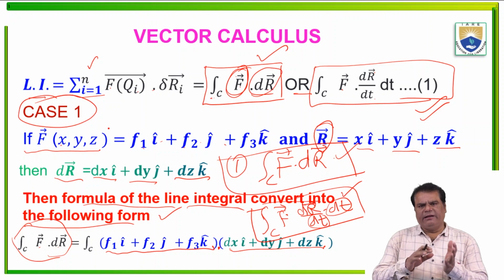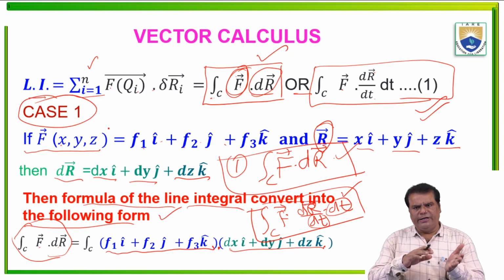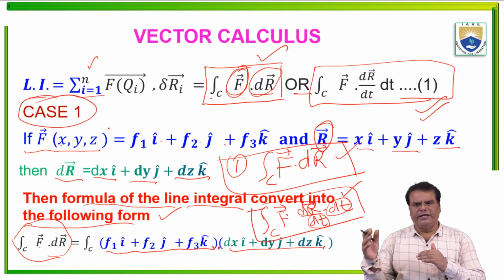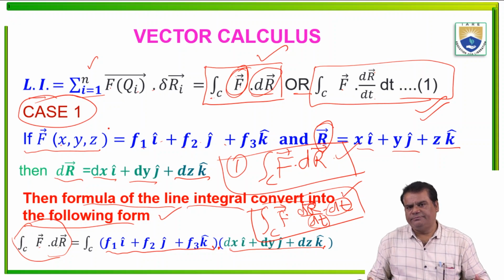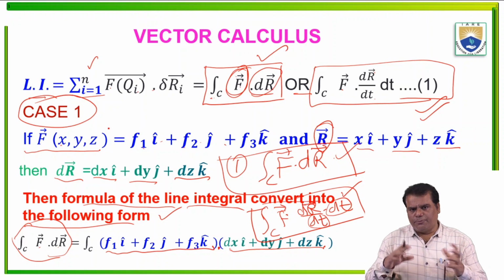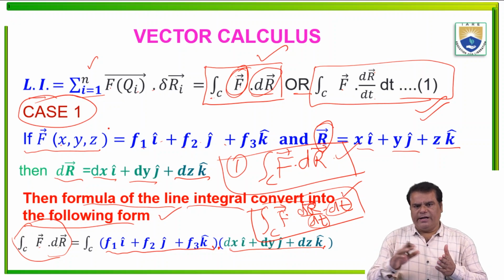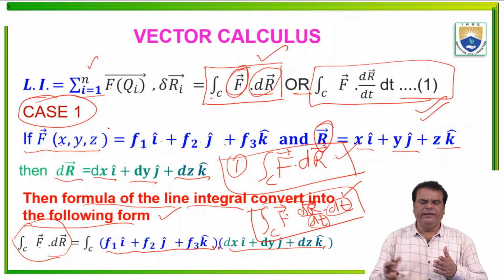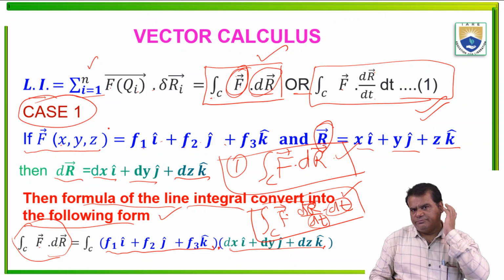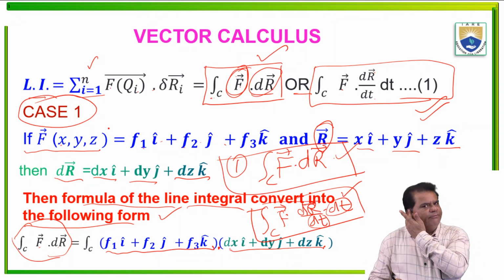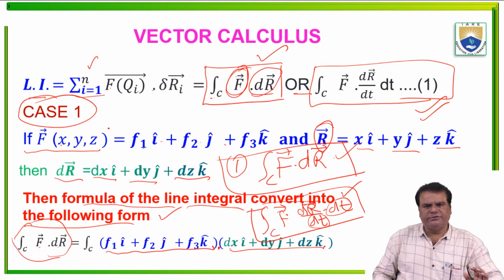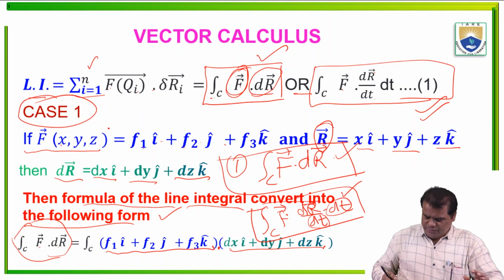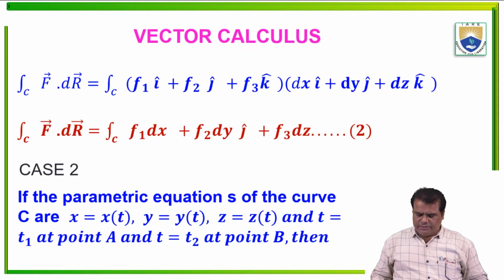We are always taking the dot product between i dot i = 1, j dot j = 1, k dot k = 1. The other dot products are 0: i dot j, i dot k, next j dot i, j dot k, next k dot i, k dot j. All 0. So we have only 3 terms here. Then we get the formula.